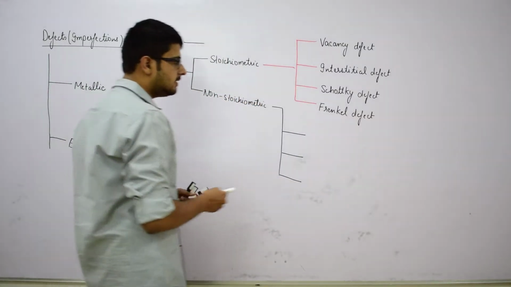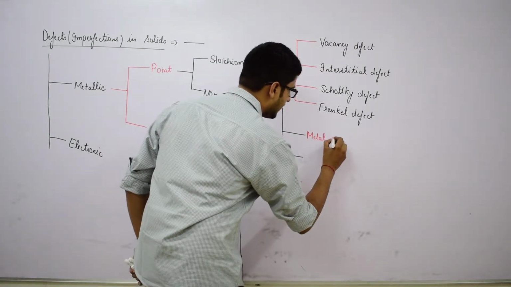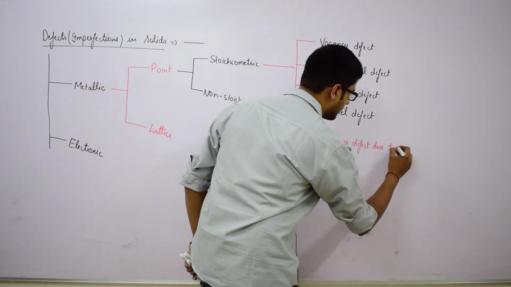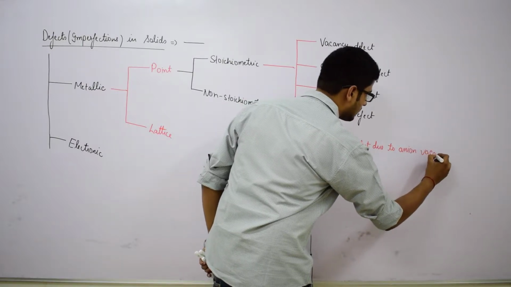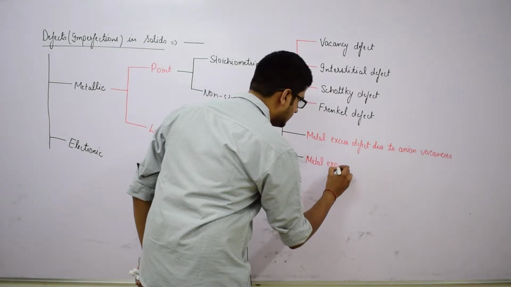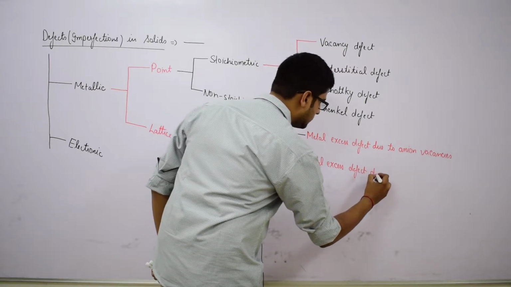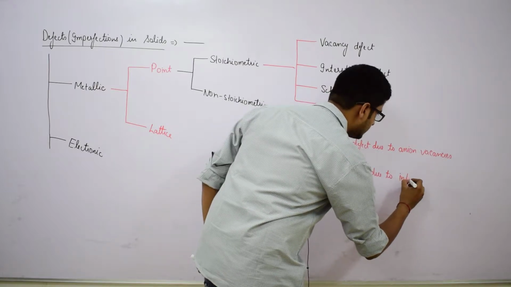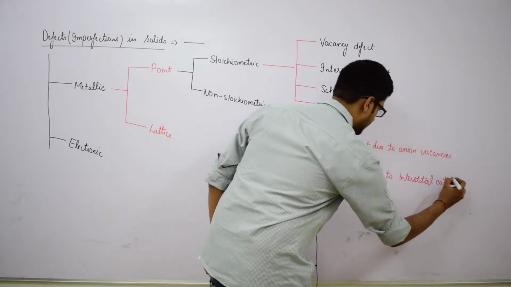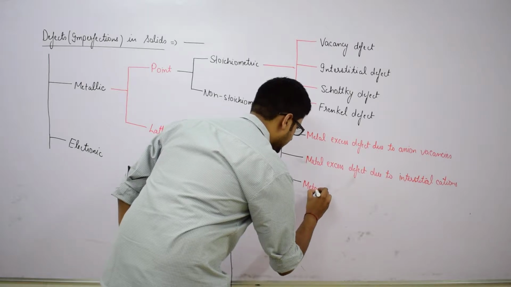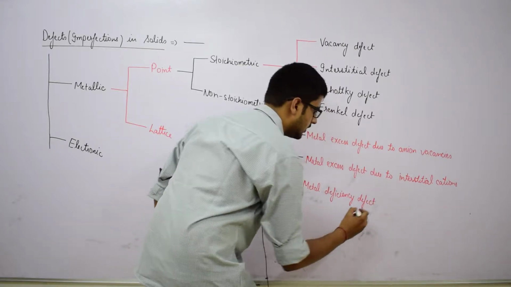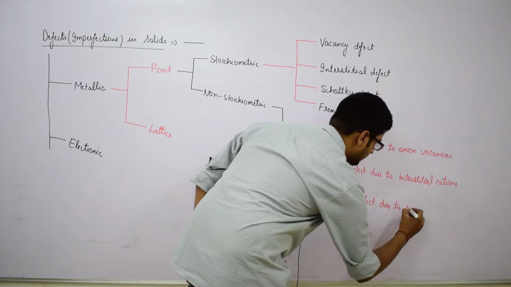These three categories are: metal excess defect due to anion vacancies; the second one is metal excess defect due to interstitial cations; and the third one is metal deficiency defect due to cation vacancies.